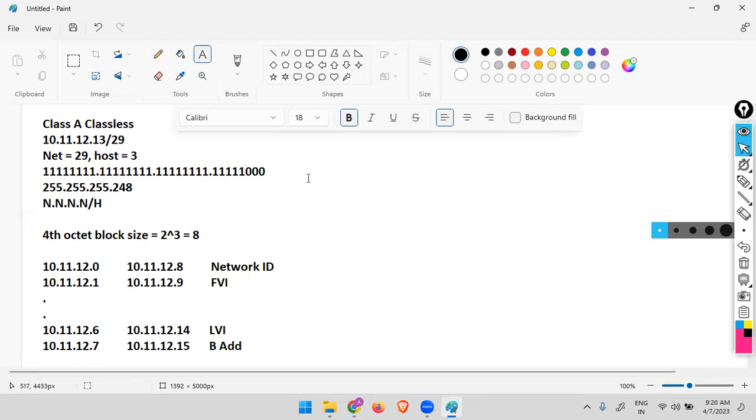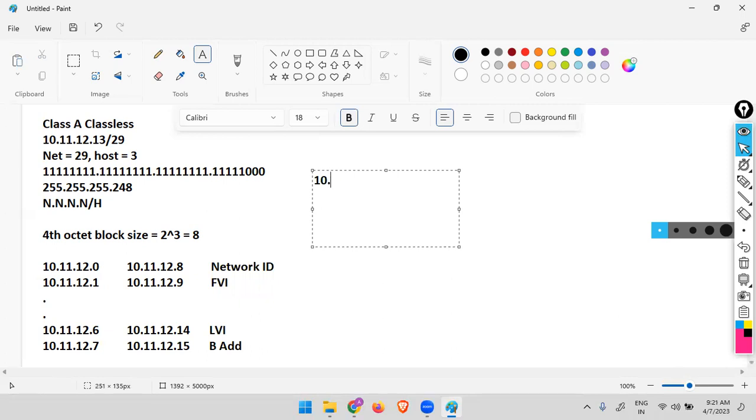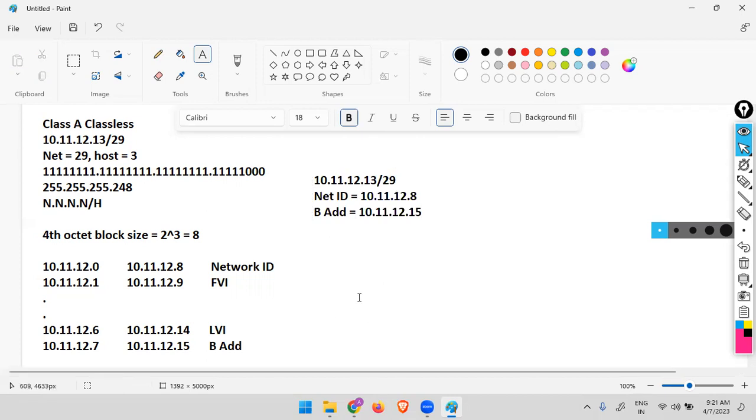Okay, so for this particular IP address, what is the network ID? What is the broadcast address? 10.11.12.8. Broadcast address 12. This thing is clear. Okay. Now doesn't matter which class IP address. Okay.